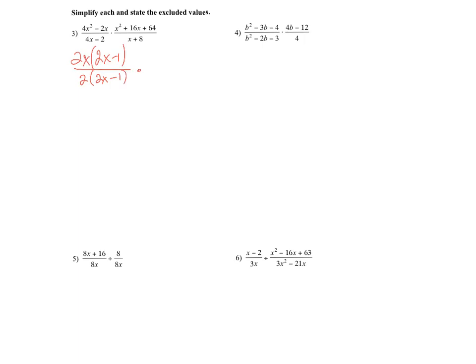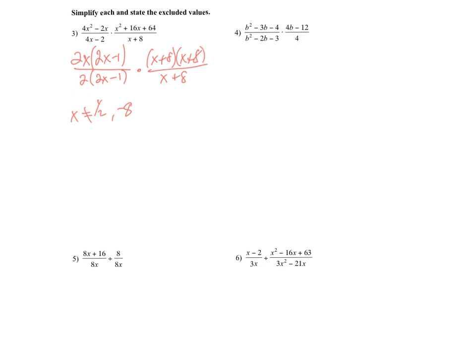This is multiplication. X squared plus 16x plus 64 factors as x plus 8 times x plus 8 over x plus 8. Our excluded values would be the values that make the denominator equal to 0. You take each factor containing the variable, so 2x minus 1 cannot be 0, so x cannot be equal to 1/2. X plus 8 also cannot be 0, so x cannot be negative 8.